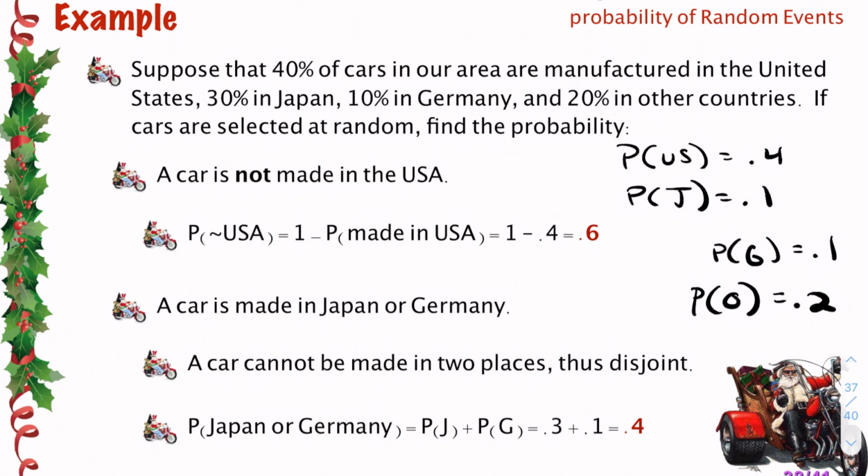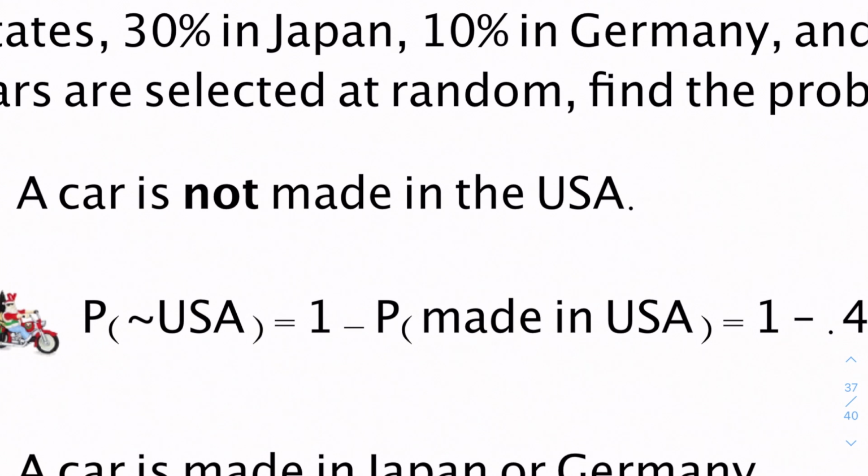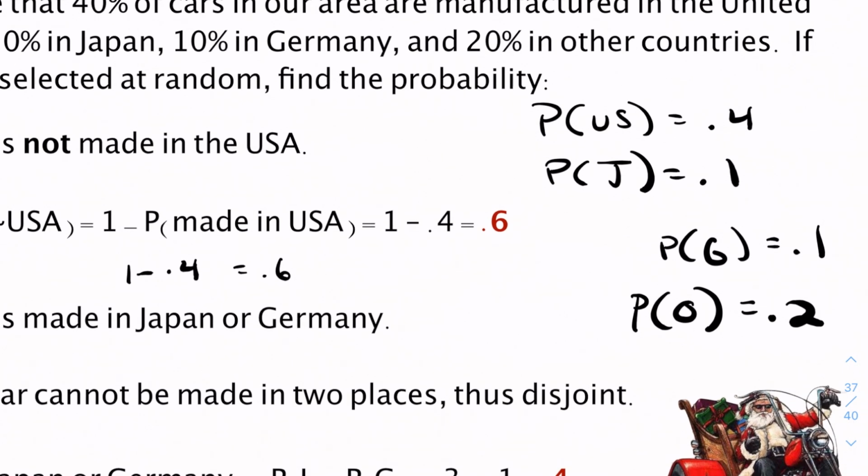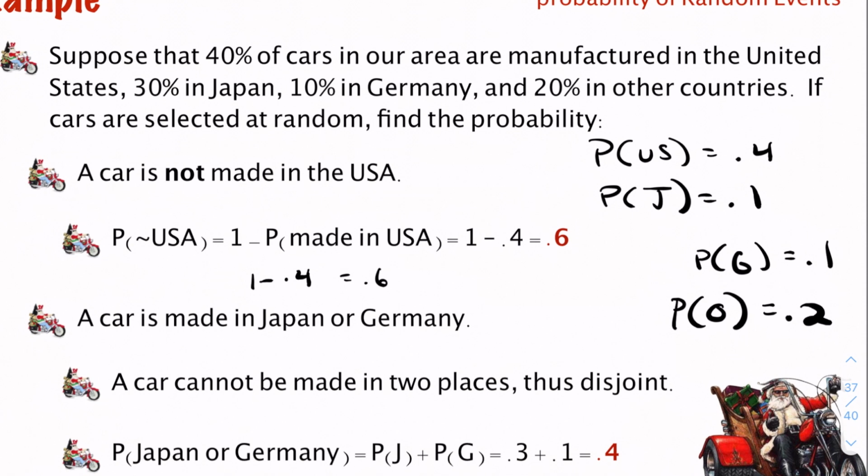If cars are selected at random, find the probability a car is not made in the US. Well, if we're talking about not US, then that's simply saying, what's the probability of being made in the US? We said 40%, and we do 1 minus that, 0.6. That's different than adding up each of the others. You can do it either way, but you can see how complements are useful.